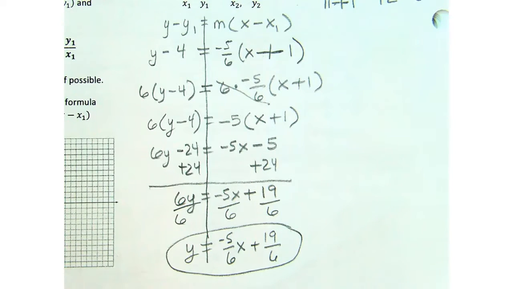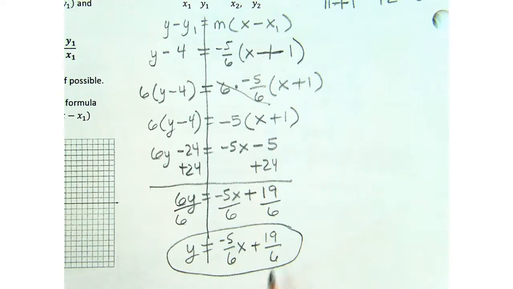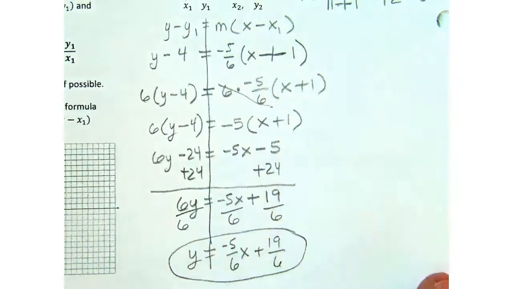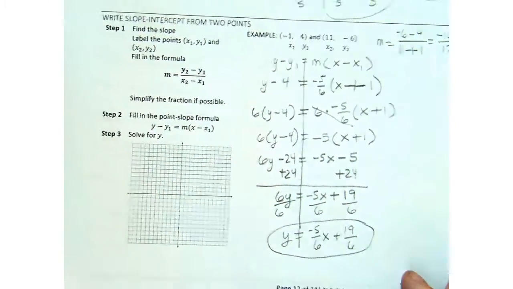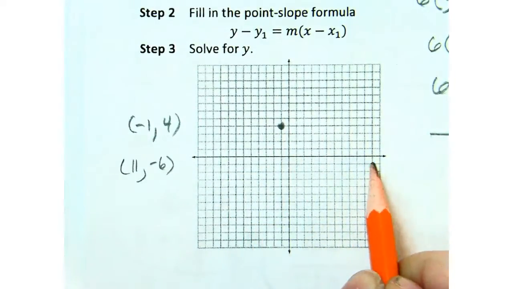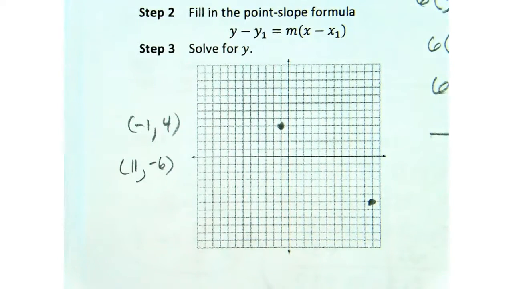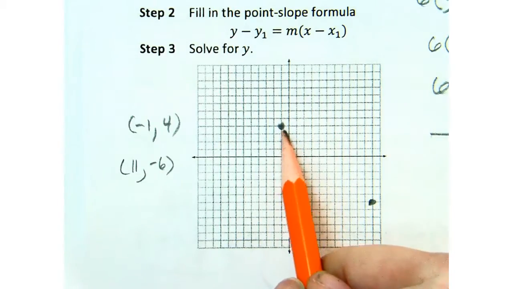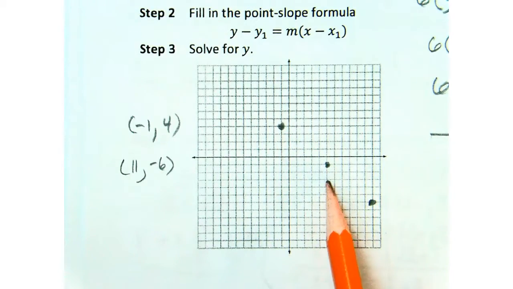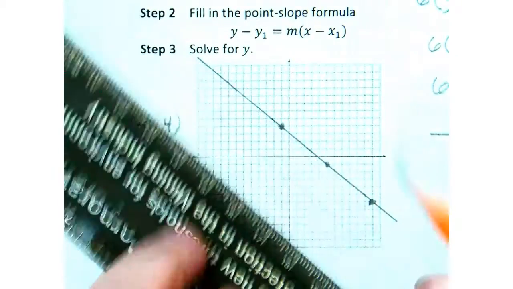To graph this would be difficult since the y-intercept is a fraction, so we're going to graph it using the original 2 points, negative 1, 4 and 11, negative 6. I will also use the slope that I figured out, which is negative 5 over 6. That will give me a point in between. Now use a ruler to graph the line. This is the original line.